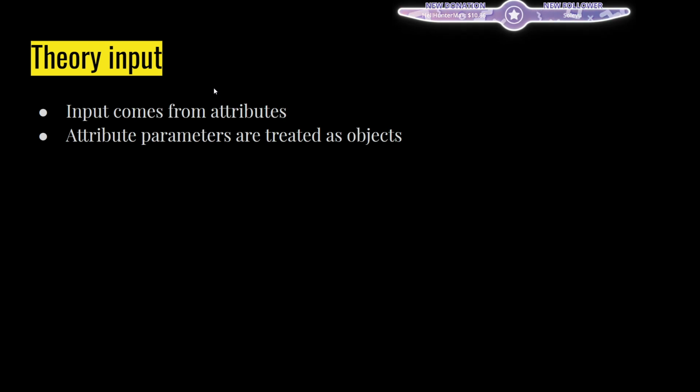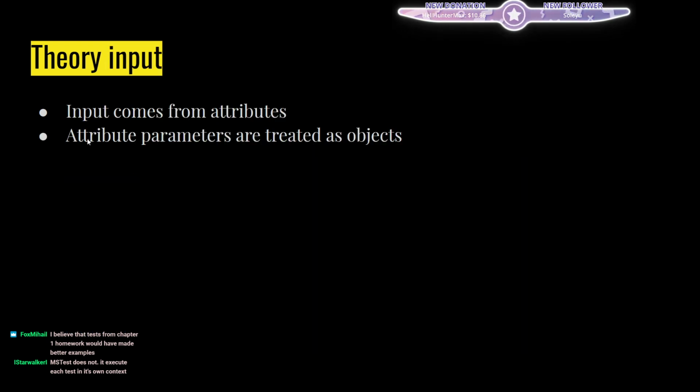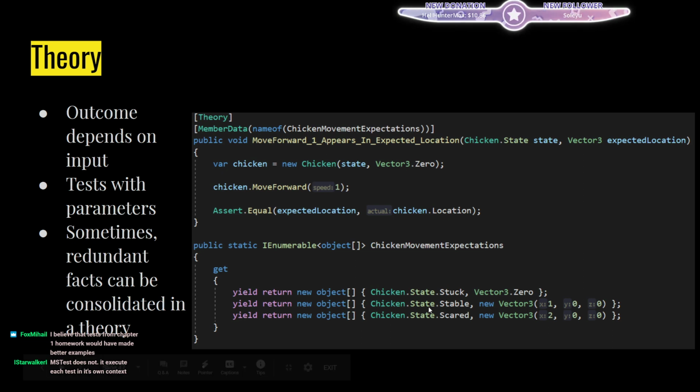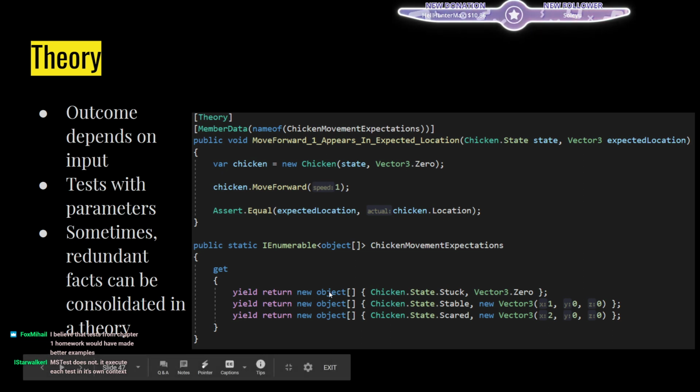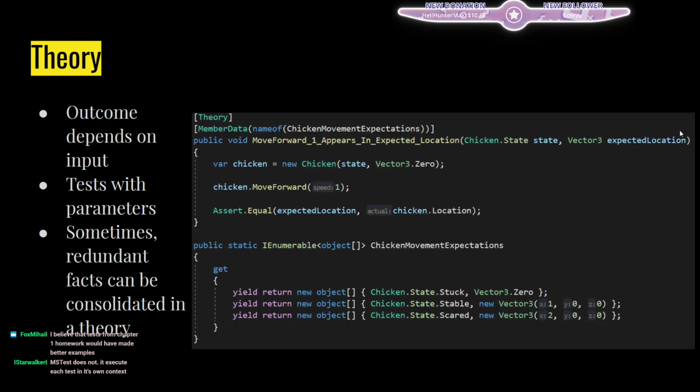Theory input. As you noticed, inputs in theory come from attributes. This is an attribute which feeds the input for theory. And for every input there is an attribute. Every input there is an object. So it's a bunch of objects that you feed into a test. It is not strongly typed. It's just an object, as you can see here, and as you would see in inline data. So it doesn't match it.